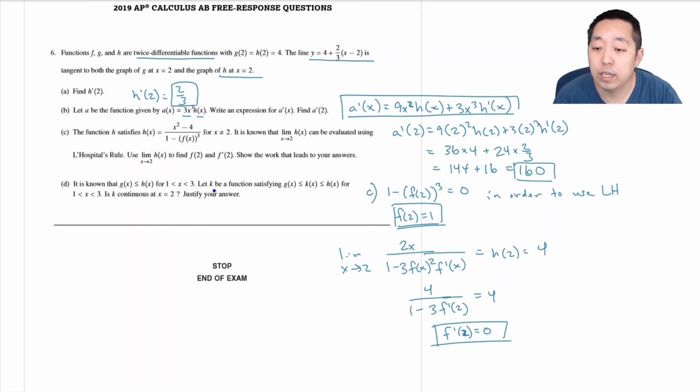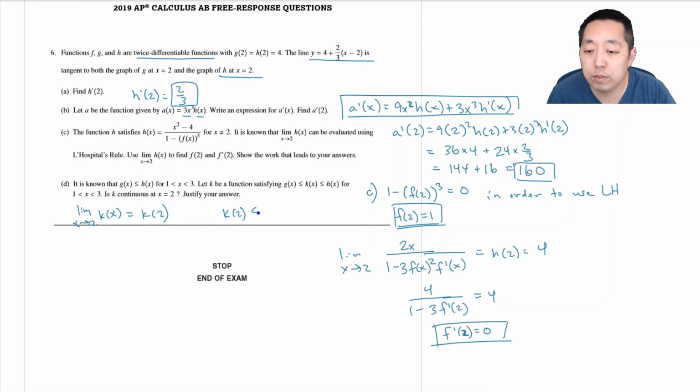Okay, so it is known that g of x is less than or equal to h of x for x between 1 and 3. Let k be a function satisfying that. Is k continuous at 2? Justify the answer. Continuity means this: the limit as x approaches 2 of k of x has to equal k of 2. This is the definition of continuity. So what is k of 2? Well, k of 2 would have to be between h of 2 and g of 2, just given this inequality.